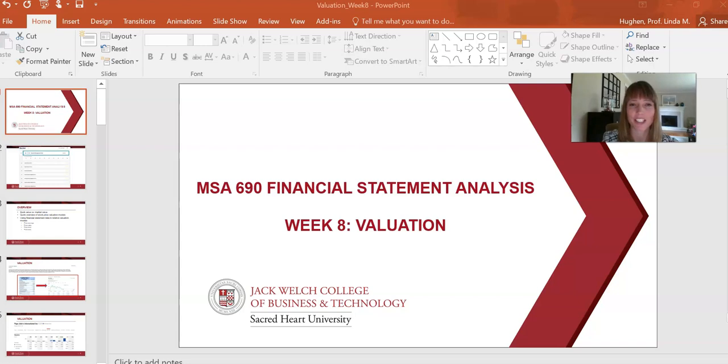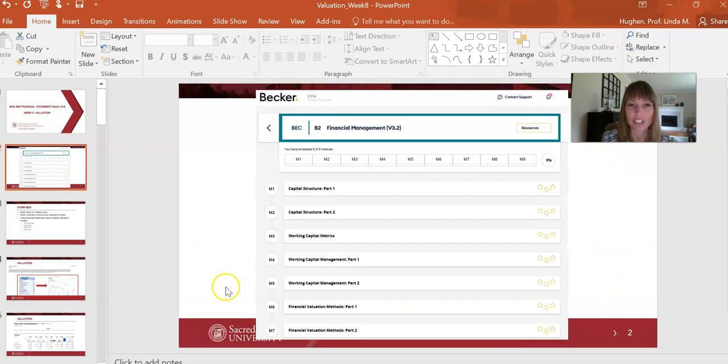Back to MSA 690 financial statement analysis. This week's topic is on valuation. A couple reasons that we want to discuss valuation as part of this class is it's in part the BEC financial management section, module M7, financial valuation methods, part 2.